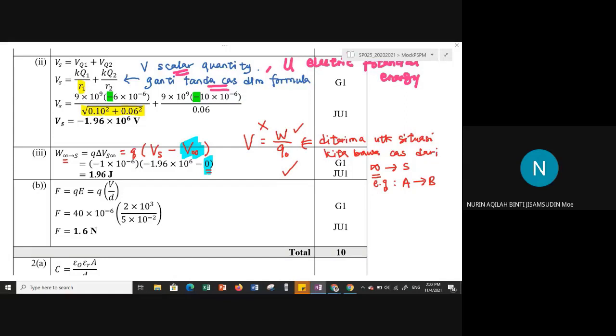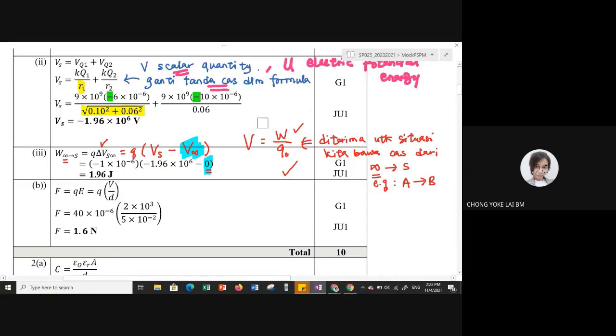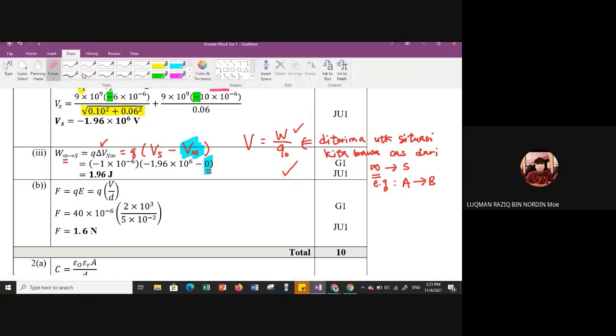Oh, faham. Thank you, Miss. Ada soalan lain? Kalau buat tolak kosong tu dapat kosong markah ke, tapi jawapan akhir betul? Kalau you guna formula ni ke? Ya. Kalau you guna formula ni mesti ada tolak kosong. Dia tak boleh biar macam tu sebab dia delta V. Dia delta V.